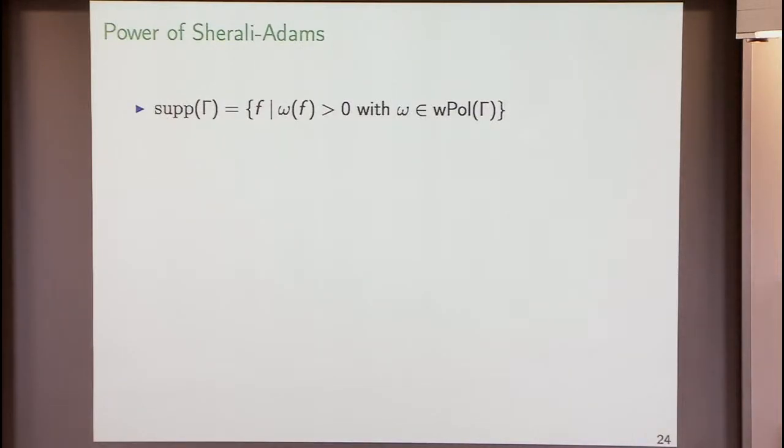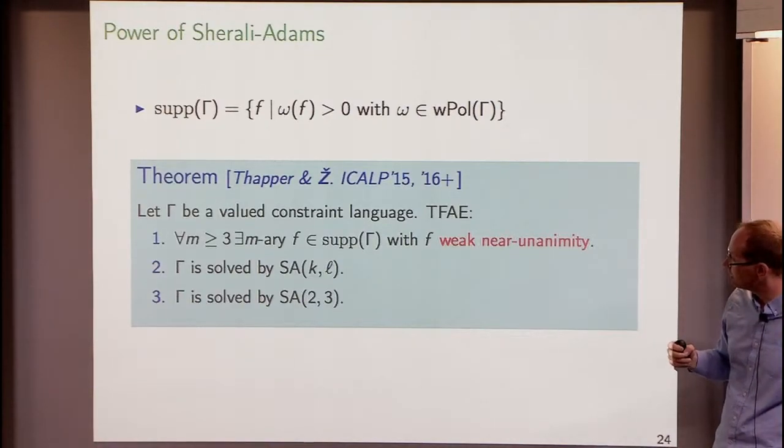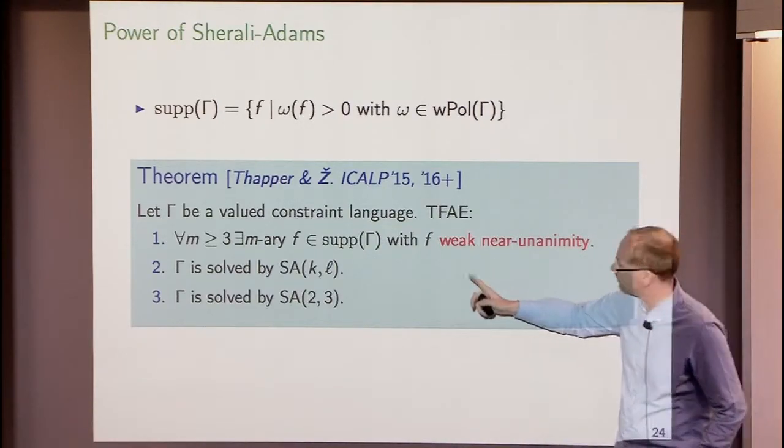Okay, so the second result I want to talk about is the power of the Sherali-Adams hierarchy, not the BLP, which is the first level, but higher up. This is just the reminder of the notation for the support of gamma. And so this is the theorem. So it looks very similar. Let gamma be a valued constraint language on arbitrary finite domain D. The following 3 are equivalent. So maybe they're in slightly weird order.